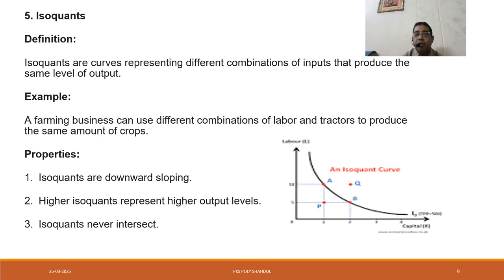So look, see here, this is the isoquant curve. The x-axis shows capital and the y-axis shows labor. This is the combination of inputs, meaning how much capital and how much labor, where we find the same level of output. Here A, and this B. Actually all these points lie on this curve. This is the isoquant curve.